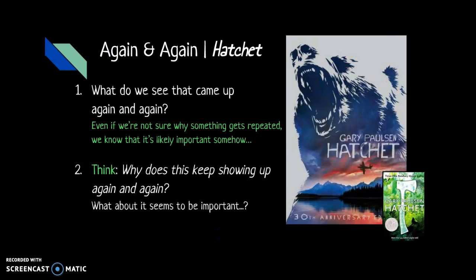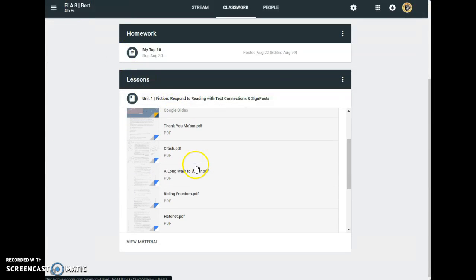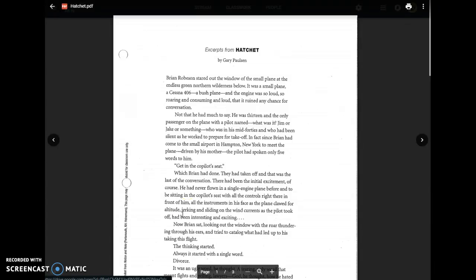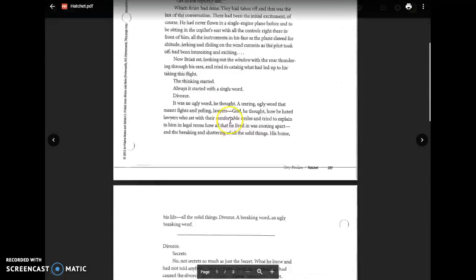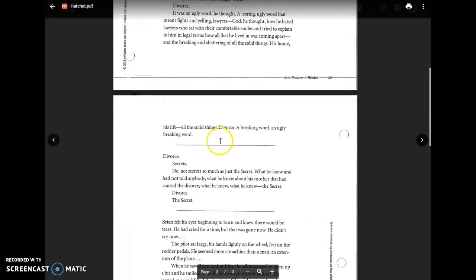There we go. All right, let's move into Hatchet. Now, you can go back into Google Classroom, and you can go down to Hatchet and open up the PDF. Okay, what we're going to be reading, if you notice, they're broken by these divider lines right here into sections. Section 1 ends right here.